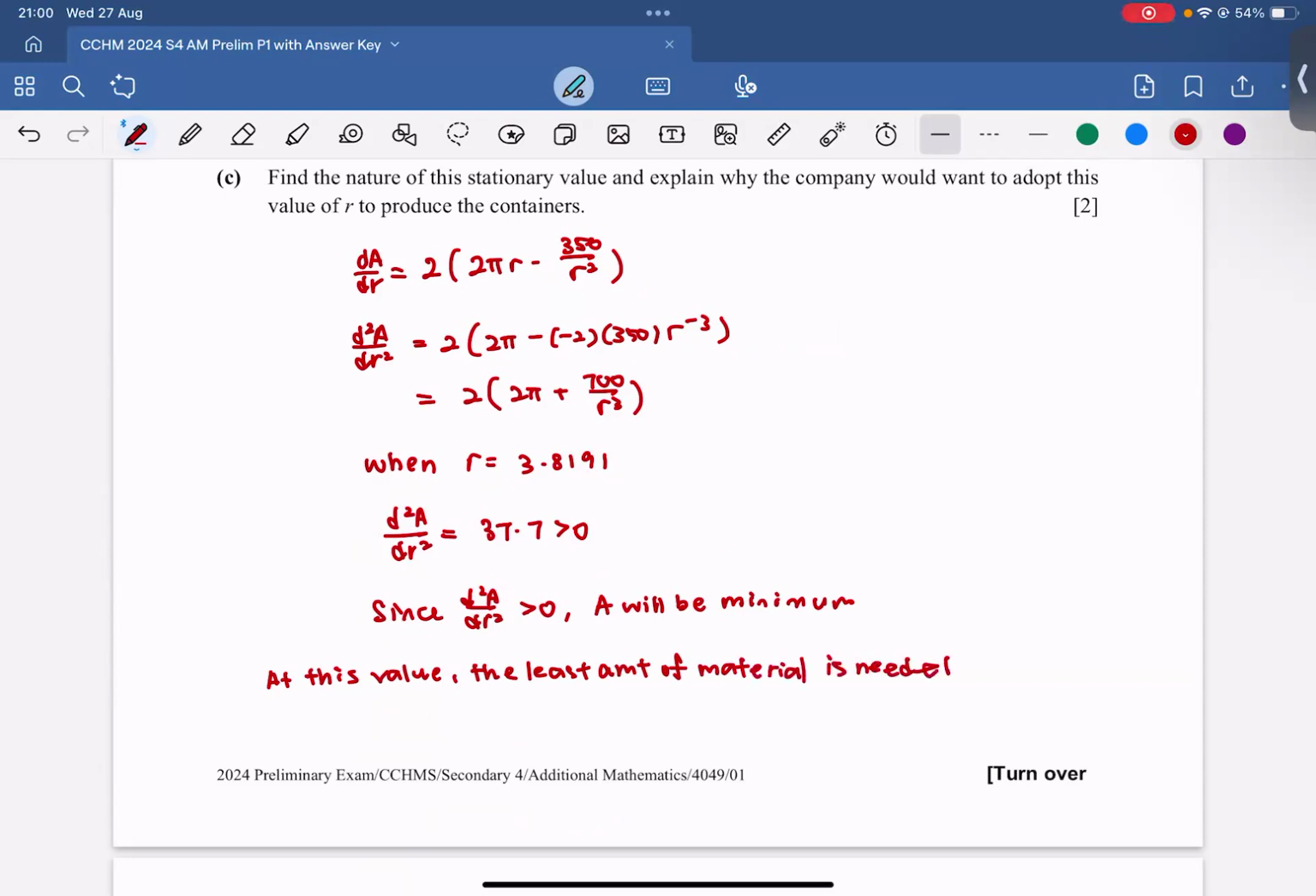Hence, it minimizes the cost of production. Okay, you use less material, that means overall from a commercial point of view, everything is about money and benefits. So you cannot just say A is minimum or R is small. Most importantly, you must be able to identify the material used is least so that it will reduce the cost.